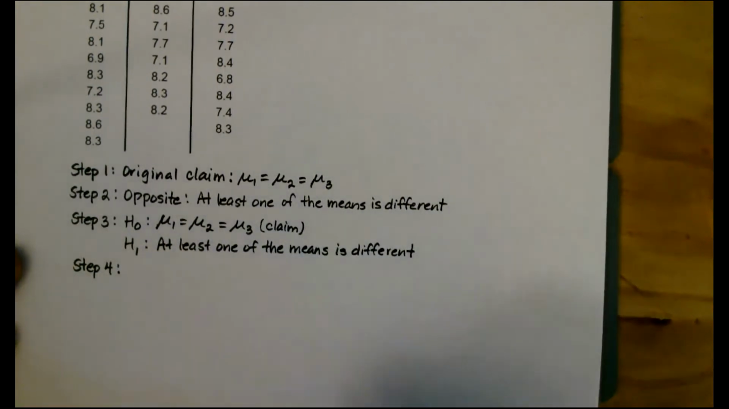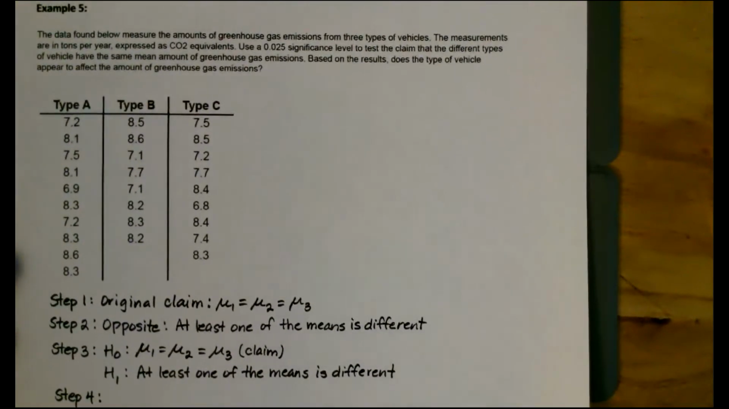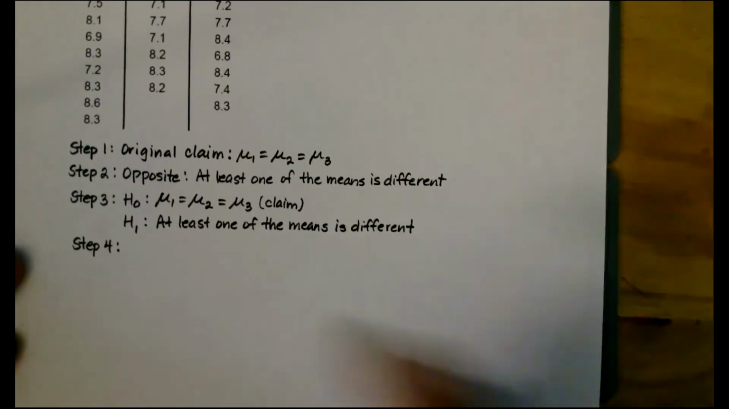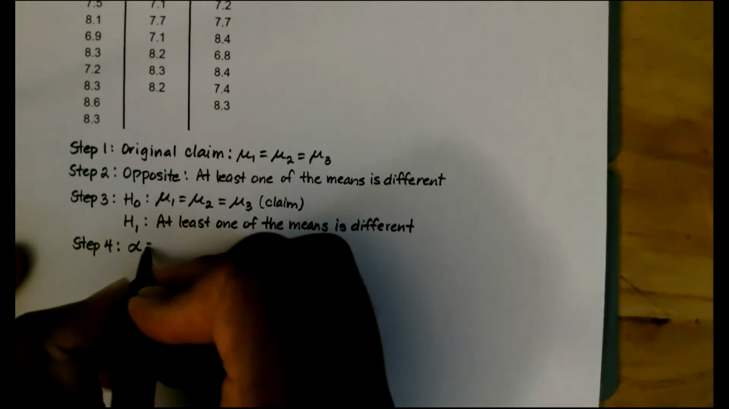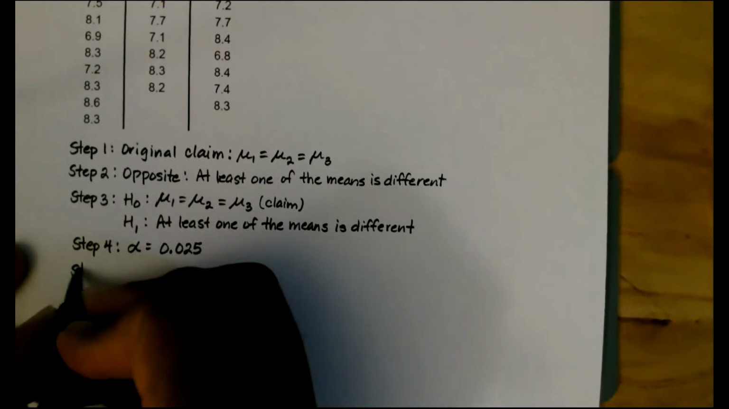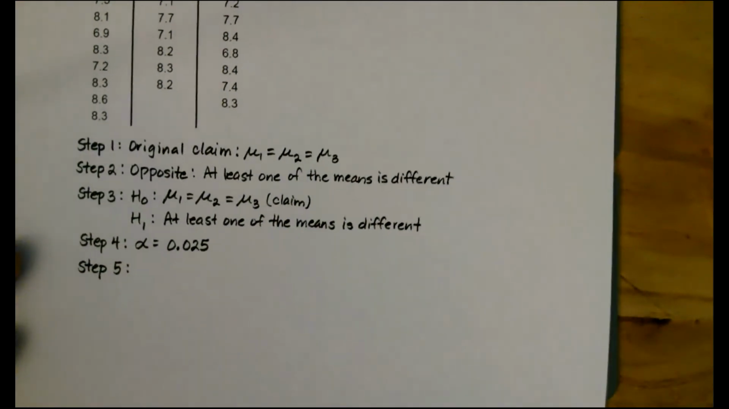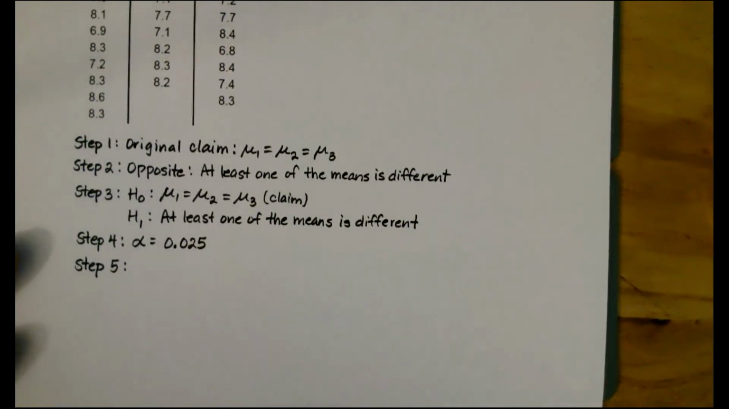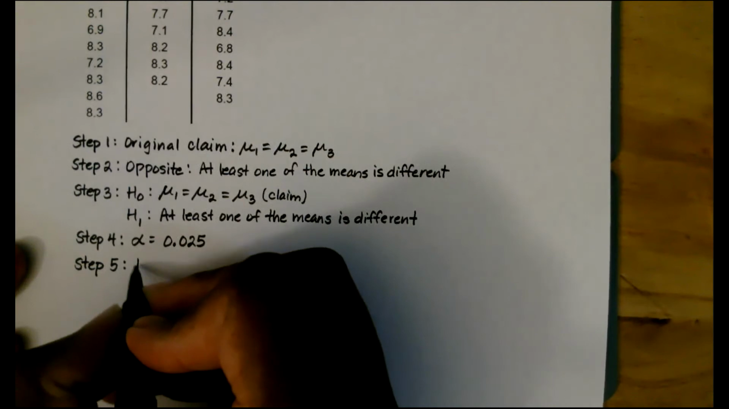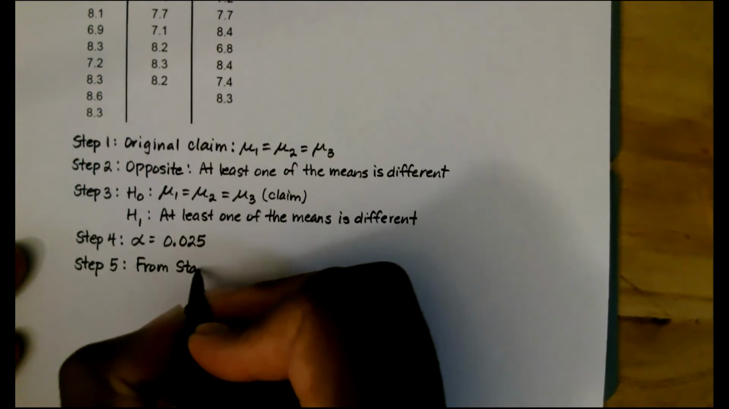All right, step number 4 is our level of significance. Let's see what that level of significance is. 0.025. That's our level of significance, 0.025. And now, step number 5, we need to do our test statistic. This is where we use our technology to find out what our test statistic is. I'm going to get this from Statistic.